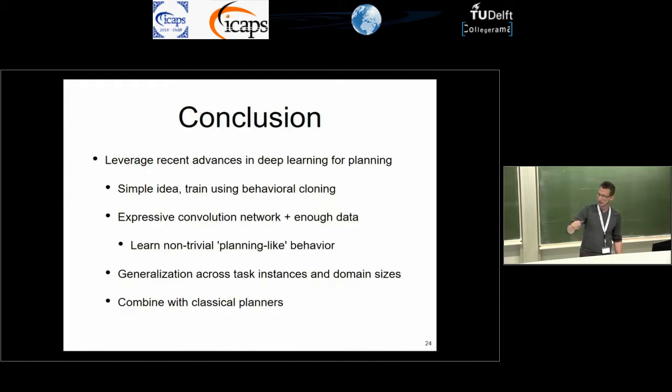So to conclude, in this work, we wanted to leverage deep learning advances to see if they can help in the learning to plan context. We proposed a simple idea where we train this policy purely using behavioral cloning, and given an expressive network with enough data, we were able to learn non-trivial plan-like behaviors. We also show that this policy can generalize across task instances, it can generalize across domain sizes, and finally we can combine this with some kind of classical planning algorithm as a heuristic that builds on the learned structure in the problems.